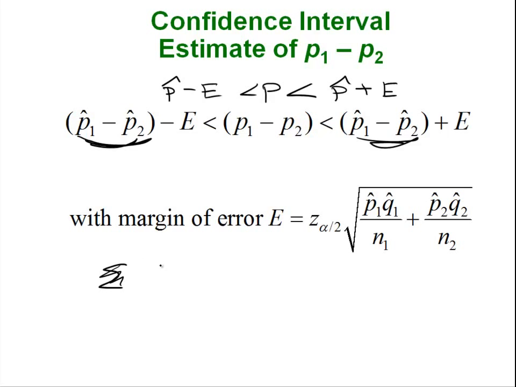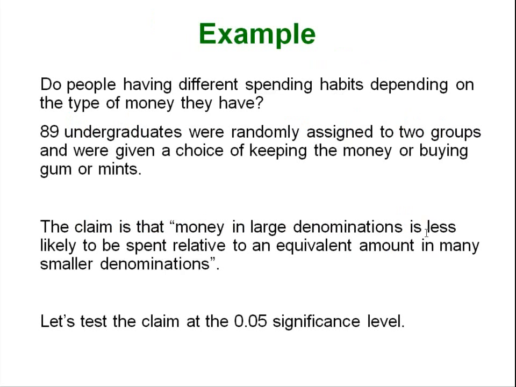The margin of error before, when we had just one population to deal with, was still this z-score of alpha over 2, and then we had a very similar calculation for our standard error, the standard deviation, which was p hat q hat all over n. And you can see how this is the same thing, only now we have to take into account both samples. So it's a very similar concept, very similar theory. All the formulas look very similar, and of course to do it in technology it's also extremely similar and easy. Let's look at a simple example.